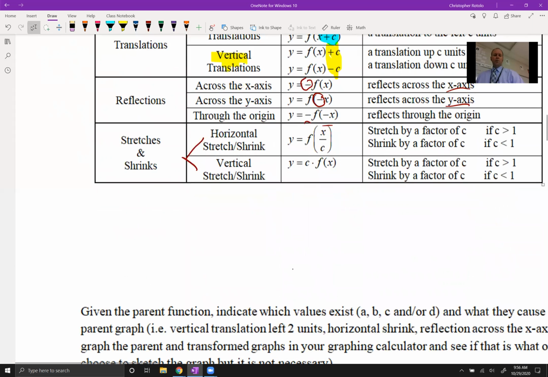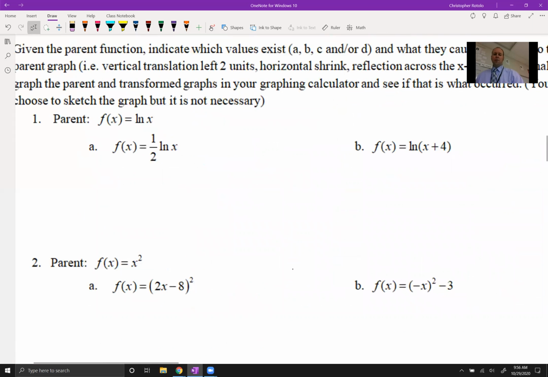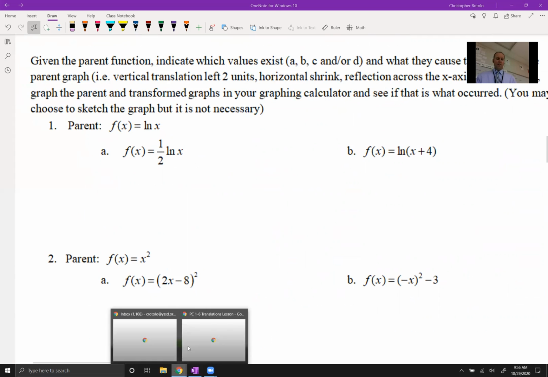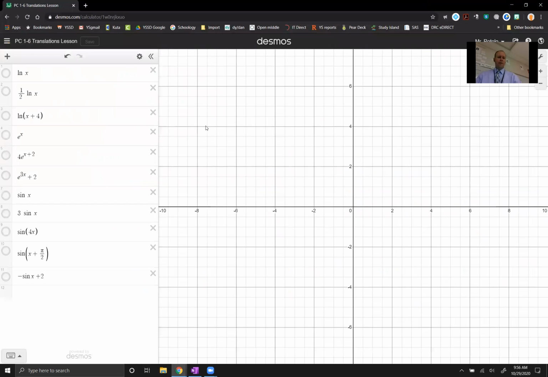All right, so what we're going to do is put some new functions in front of you. I'm going to start with the natural log. We probably studied natural log a little bit in Algebra 2, but we never really looked at the graph. So let me see if I can find a page that has that. Okay, here we go. So what does the natural log look like? Natural log looks like this.